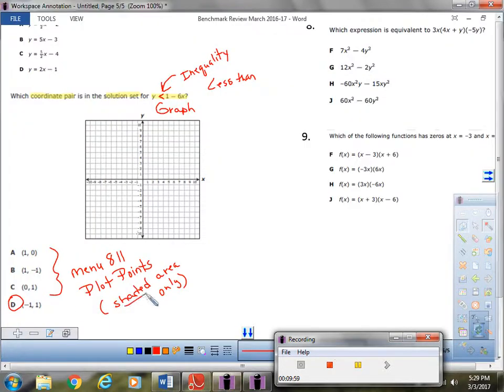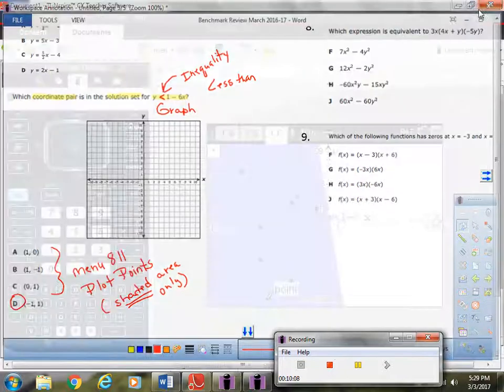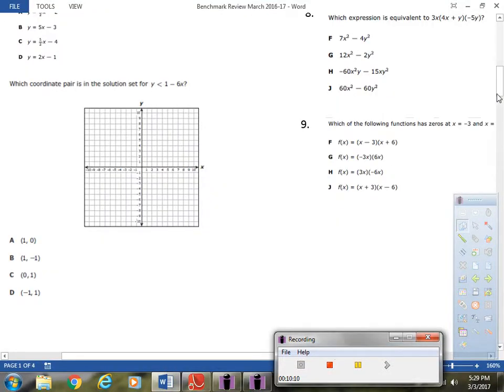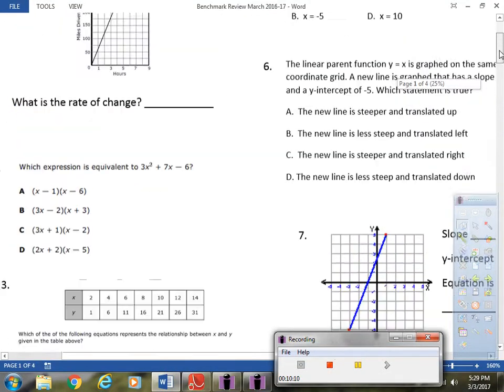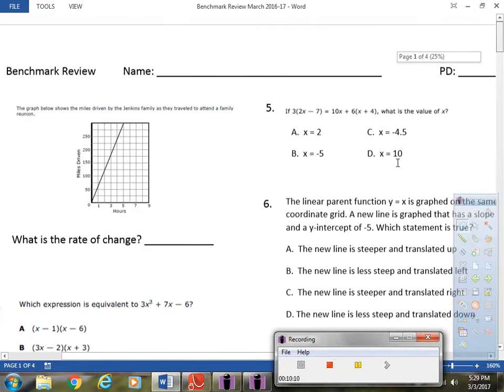Okay, so remember, if it's dotted, shaded only. Solid, it can be on the line. Okay. Alright, so let's look at the next question, which is question number 5.